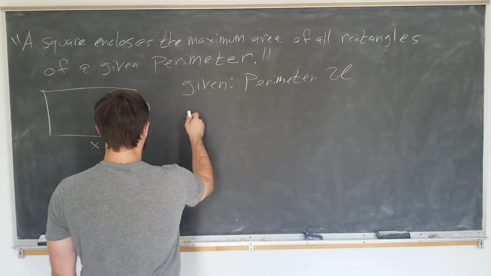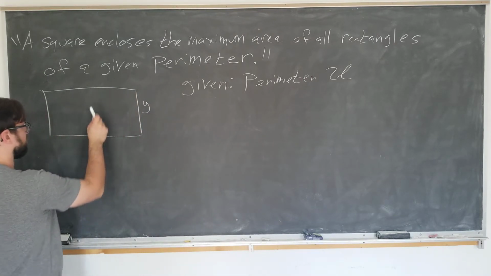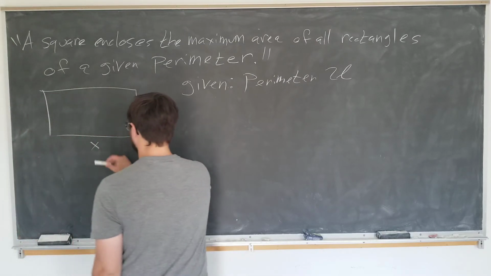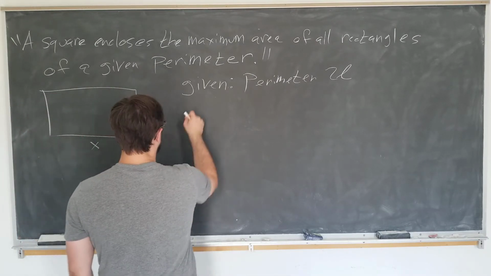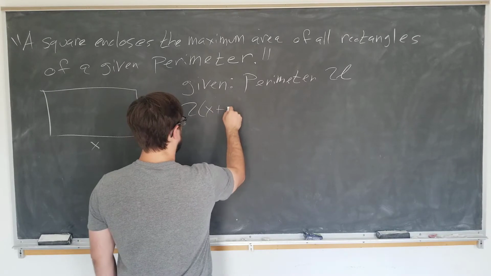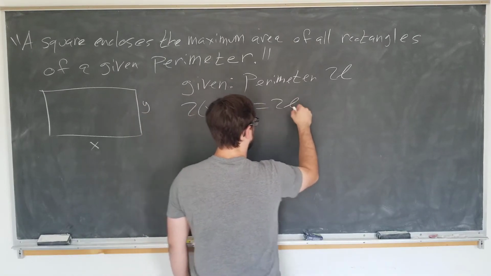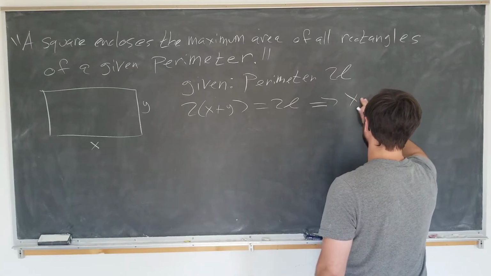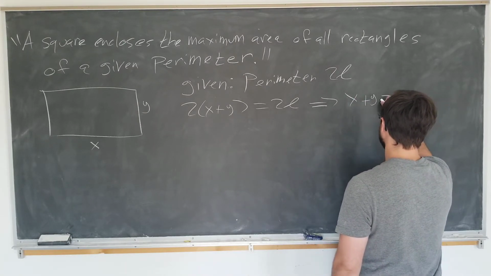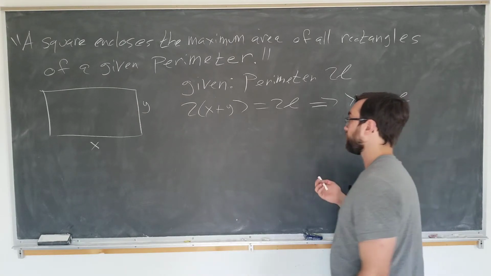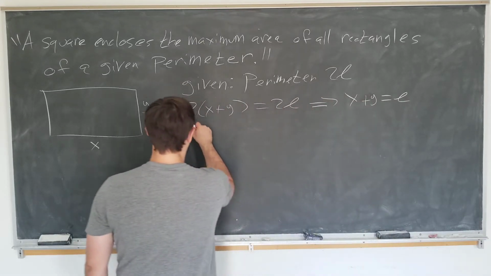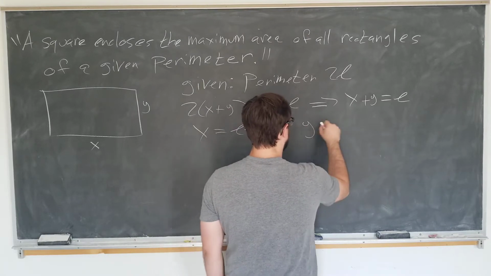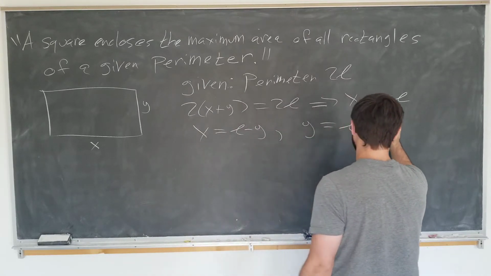So we know that the sum of the distances has to be equal to the perimeter. Let's just go ahead and sum them. We have 2x's and 2y's. So 2 times (x plus y) is equal to 2L, or x plus y is equal to L. We can also write this in two equivalent ways. We can write x is equal to L minus y, or of course, y is equal to L minus x.